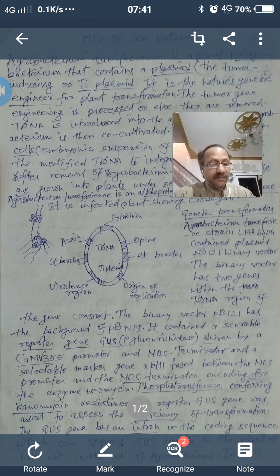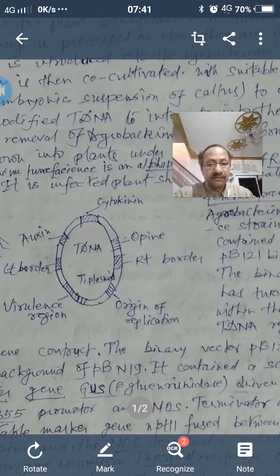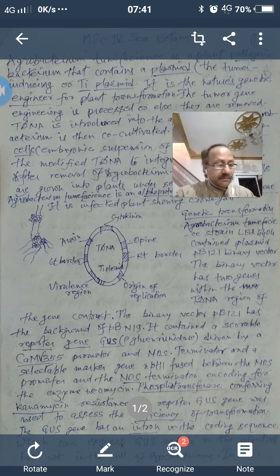It contained a scorable reporter gene GUS, meaning beta-glucuronidase, driven by a CaMV 35S promoter and NOS terminator, and a selectable marker gene NPTII, fused between the NOS promoter and the NOS terminator, encoding the gene for the enzyme neomycin phosphotransferase conferring kanamycin resistance.